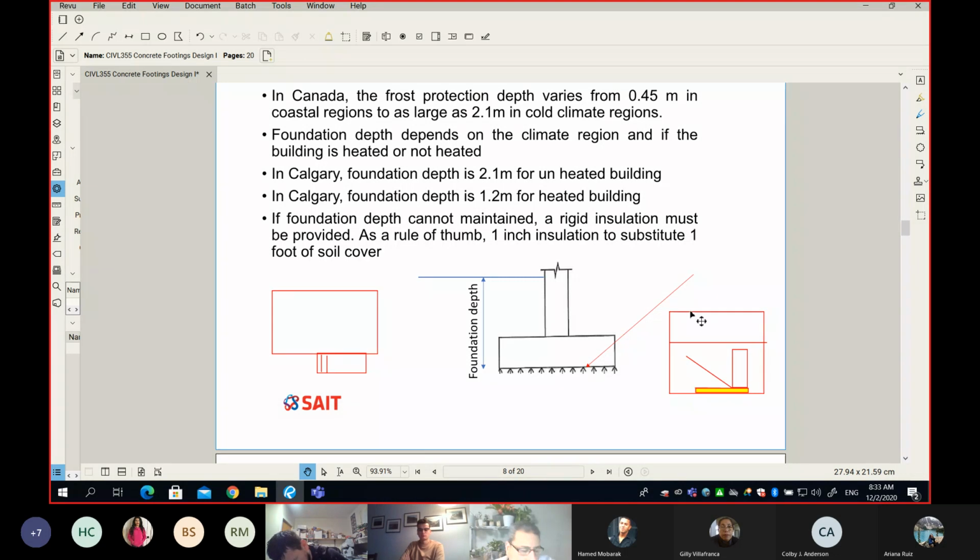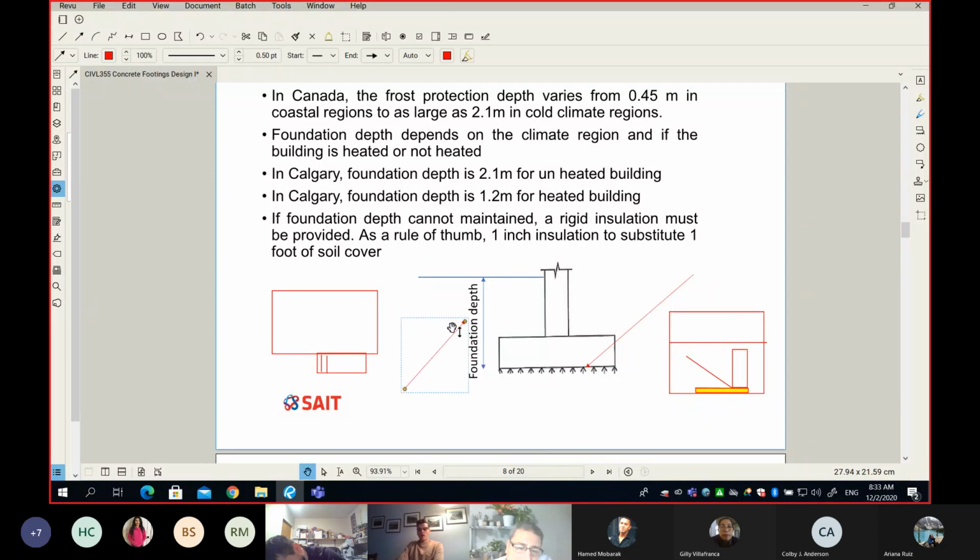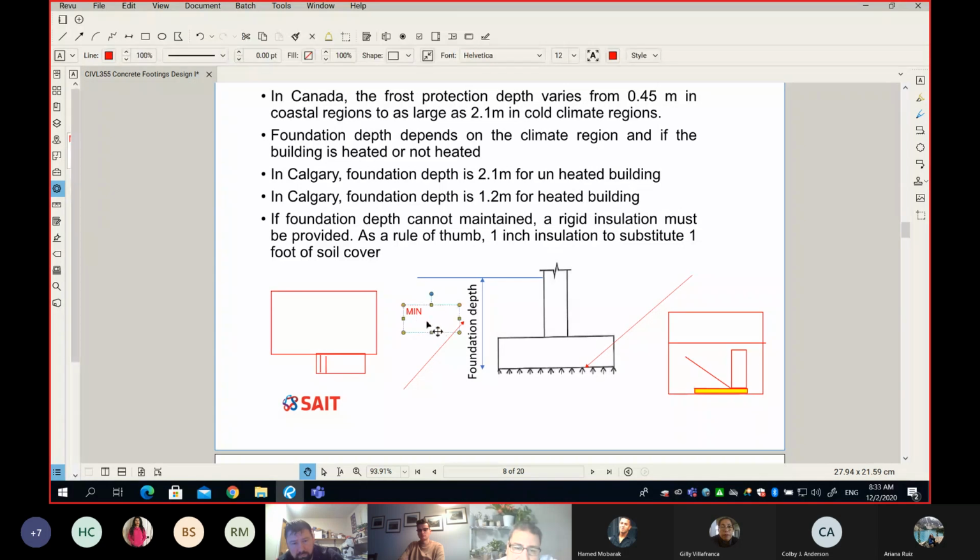Are you guys following? Yeah, we're following. Okay, so one more thing I want to emphasize is this number here is your foundation depth. And on our drawing, we say minimum. Let's be clear. We say minimum foundation depth. Does it make sense? Why we say minimum? So for example, we say 1.2 minimum on the drawing, 1.2 meter minimum. Do you know why?